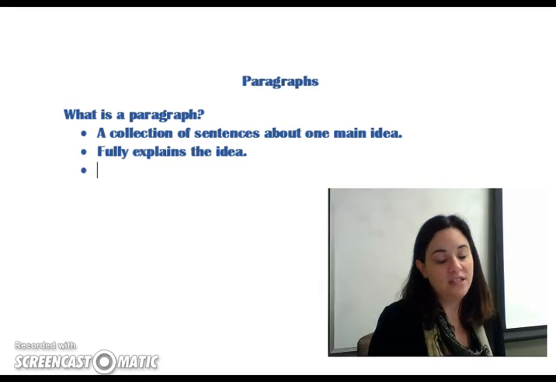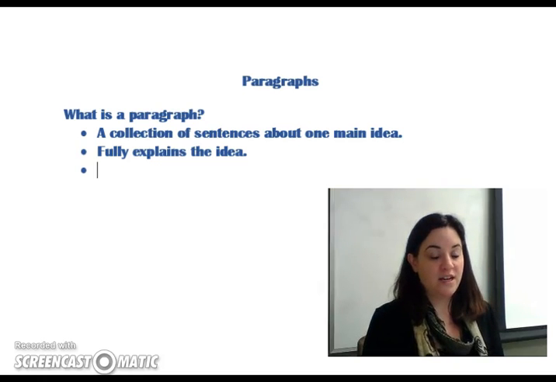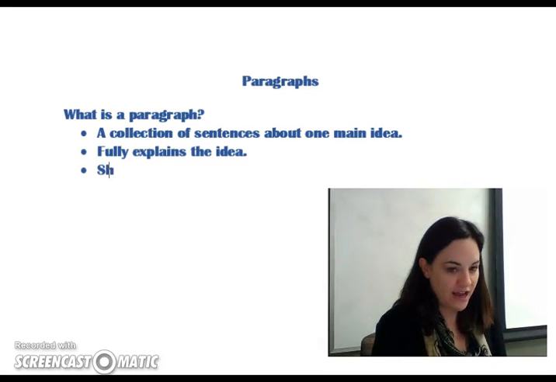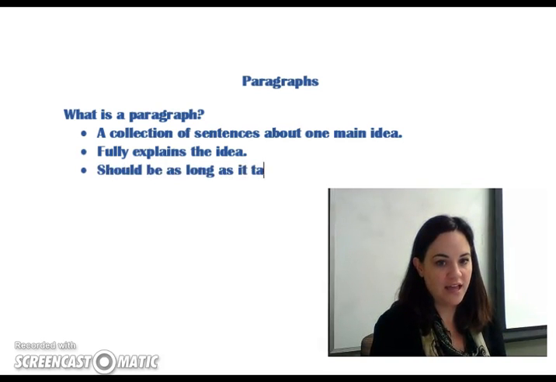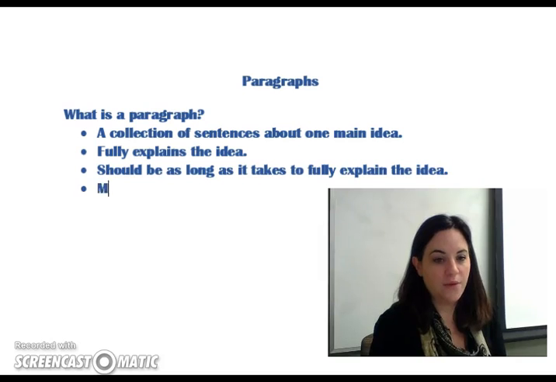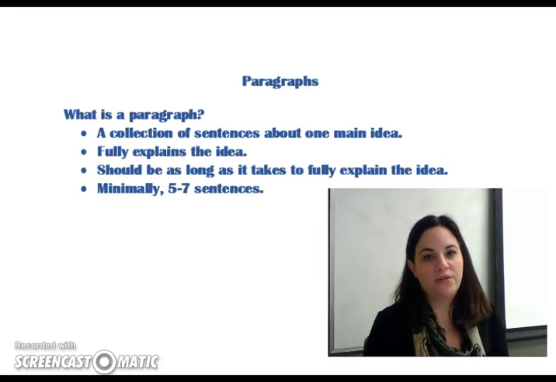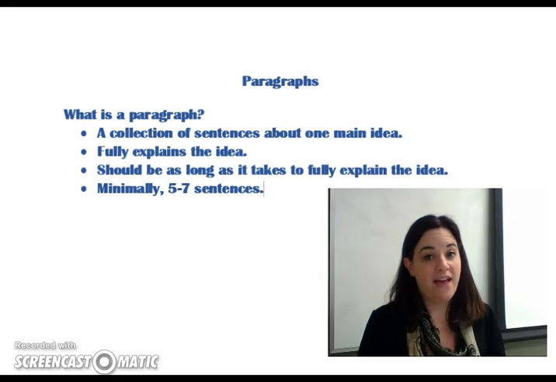And so that could be done in 5 to 7 sentences, that could be done in 15 sentences, that could be done in 25 sentences. So a paragraph should be as long as it takes to fully explain the idea, but minimally it should be 5 to 7 sentences. Anything shorter than that means you don't have nearly enough ideas for your main idea.